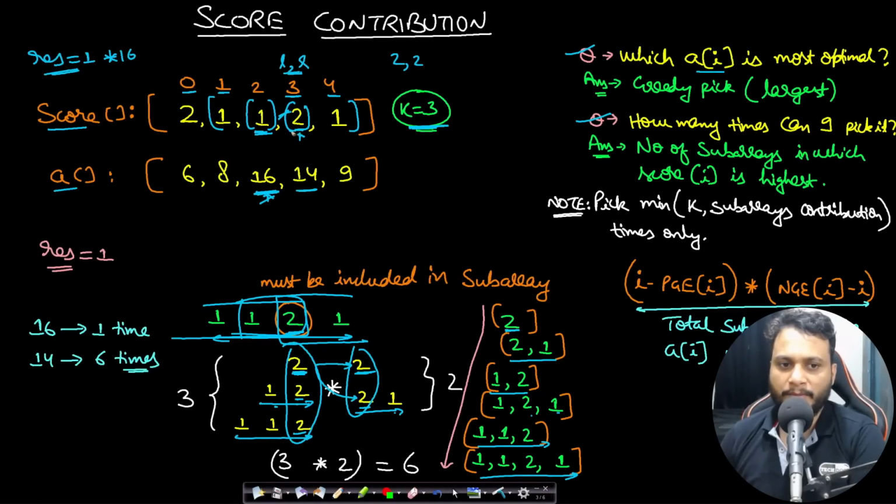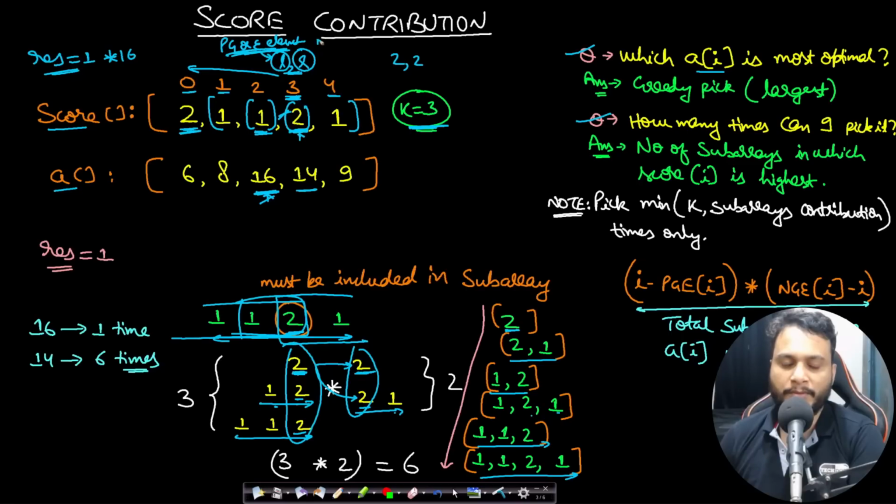Now if you think about how to check for the boundary L and R, then the boundary L will be defined by the previous greater or equal element, not the previous greater element. Because if on the left side you find an equal element, and you try to include this equal element, then you cannot include index 3 according to the problem statement. We have to always include the smallest index item if the score is same. So I have to find the previous greater or equal element.